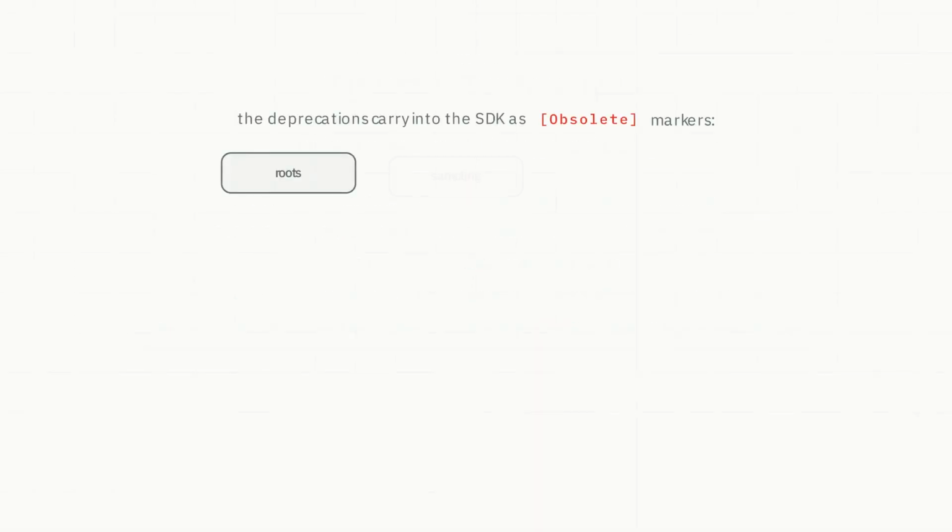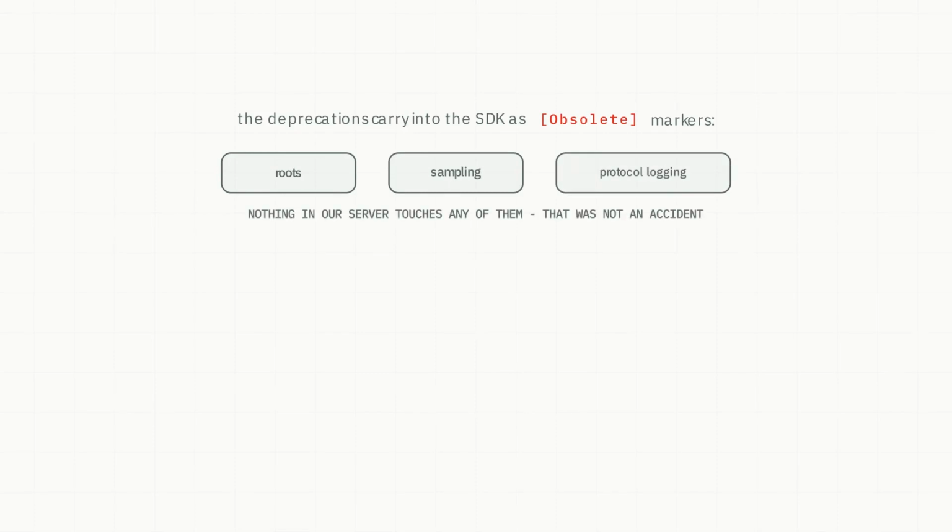The deprecations you already know from Part 1 carry into the SDK as obsolete markers, routes, sampling, protocol logging, each pointing at its replacement.